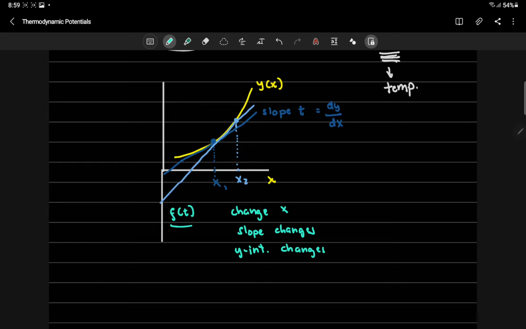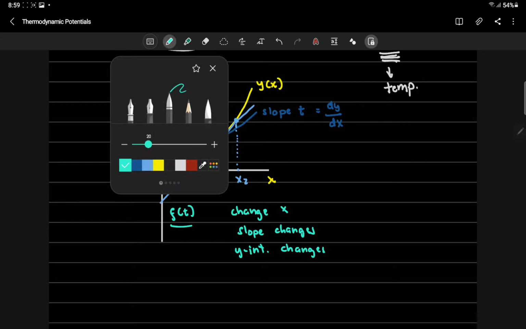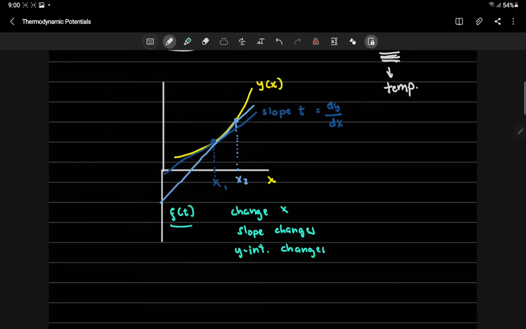Now, let's try to find an expression for the y-intercept f of t. Imagine you have many slopes depending on the value of x. x1, x2, x3, the slope changes, the y-intercept changes. But even though the slope and y-intercept change, they still fit the slope-intercept form of our linear equation. Of course, this is only applicable for lines whose geometry is linear. Remember, the slope-intercept form is y equals mx plus b.